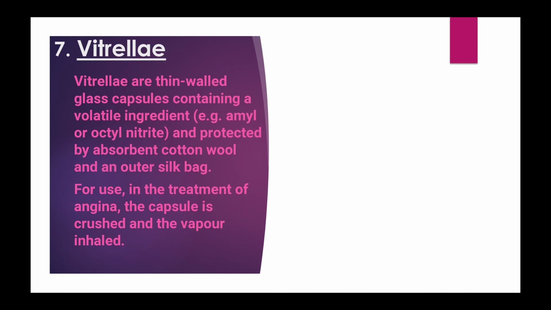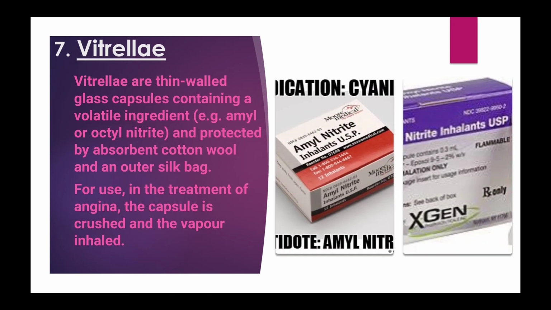For use in the treatment of angina, the capsule is crushed and the vapor is inhaled. Let's see examples: amyl nitrite inhalant and nitrite inhalants. These are examples of Vitrellae. They are capsules that are crushed and then the vapor is inhaled, like an inhalant.